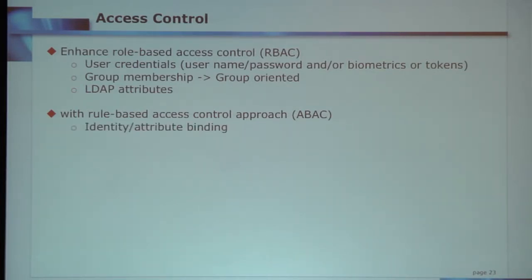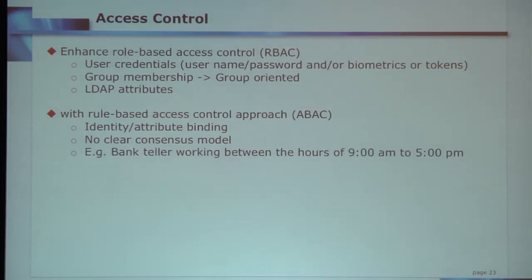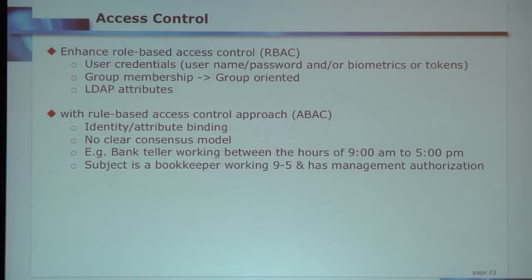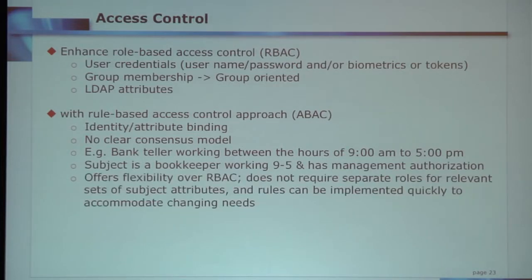ABAC offers an attribute identity binding. There's no clear consensus model today for ABAC, but it nicely allows you to model those real-life situations, right, that we are dealing with in today's access control scenarios, such as a bank teller working 9 to 5, or a bookkeeper working 9 to 5 who also has management authorization. It offers greater flexibility over role-based access control because it doesn't require separate roles for various dynamic attributes, and it's much easier and quicker to implement to accommodate these rapidly changing business needs, right?